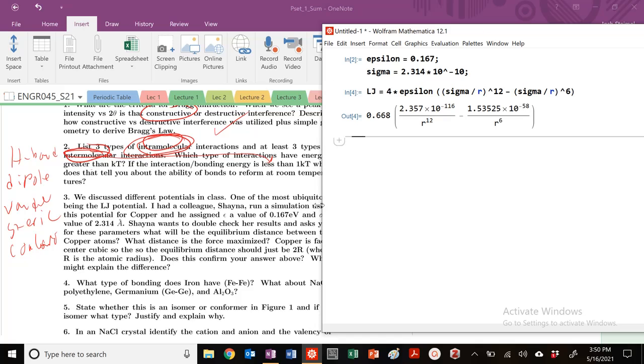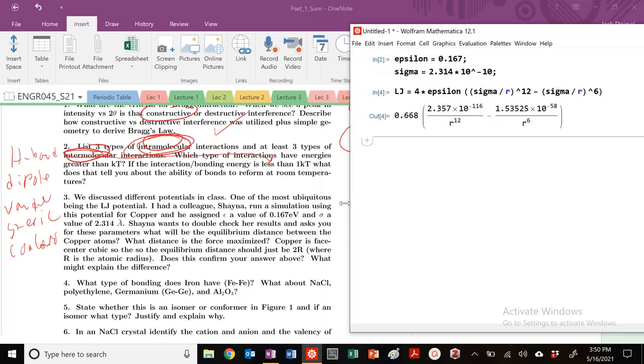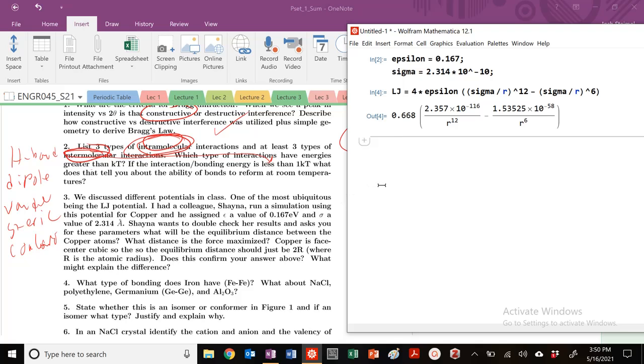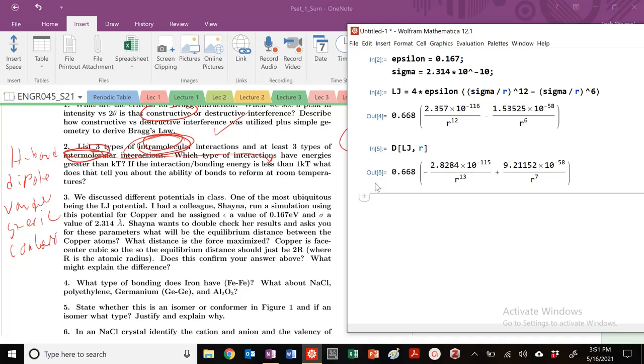And we are asked to double check the results. These are supposed to be for copper, so we can look at the equilibrium distance for copper atoms. For equilibrium distance, we need to set the derivative of our potential equal to 0. So take the derivative, we need to find, again, that minimum energy. We're taking the derivative of Lennard-Jones with respect to r, and we are going to solve when this is set equal to 0 for r.